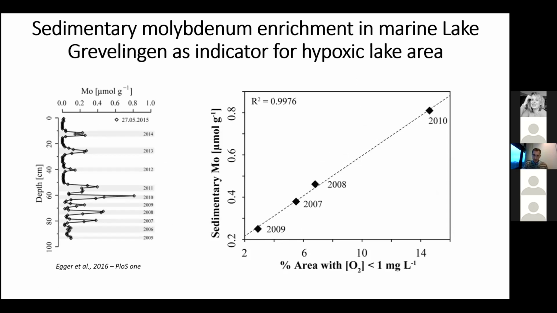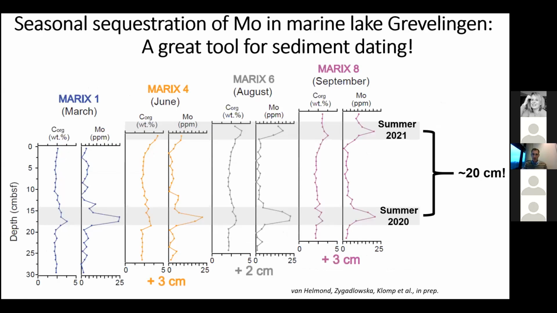And actually, in some very recent research, we've been sampling in Lake Gevelingen on a seasonal cycle last year. And actually, in March, we indeed find a molybdenum peak from the last summer. And during the season, so we did sampling trips every month, we see actually the growth of a new molybdenum peak. So here we see the summer of 2020, and here we see this molybdenum peak in the summer of 2021.